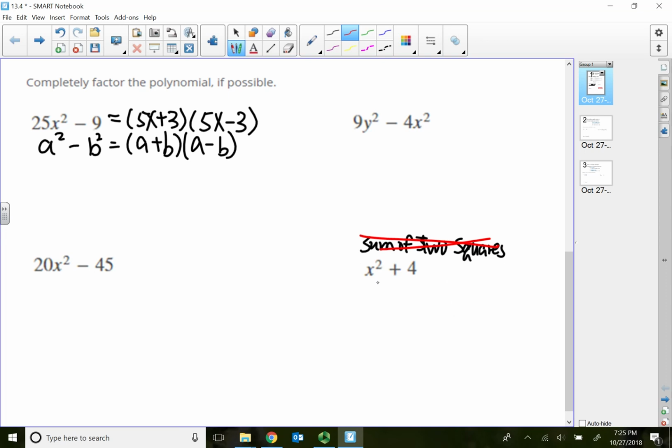So even though both terms are perfect squares, because this is an addition sign, this problem is actually not factorable. It's not any one of the 6 types that I wrote down in the previous lecture videos. So this is not factorable. No such thing as the sum of two squares.